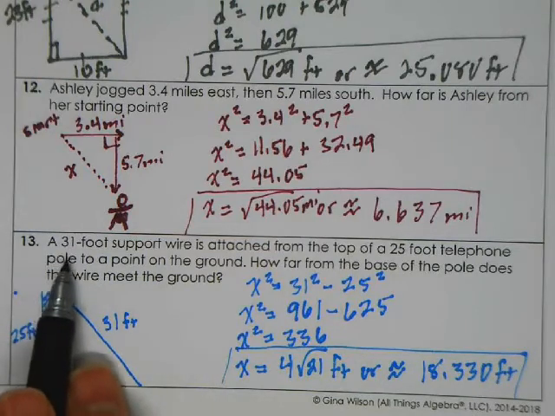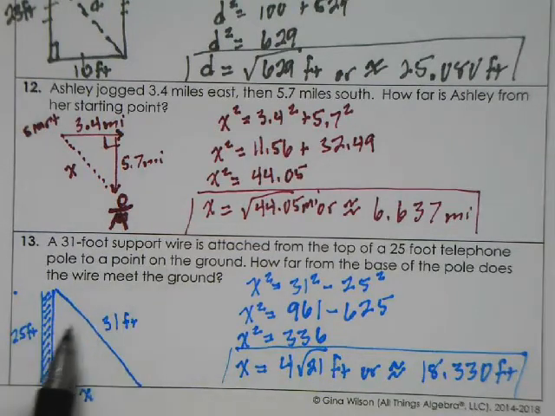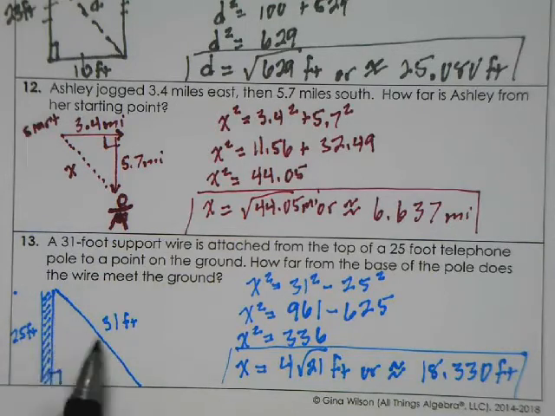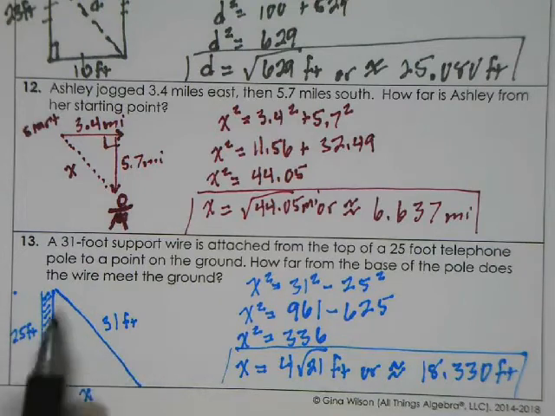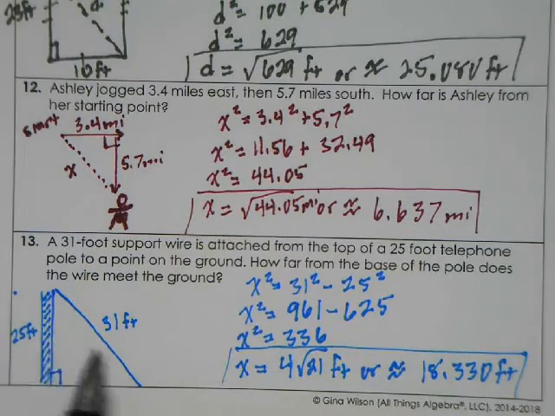Here, a 31-foot wire is attached to the top of a 25-foot pole. How far is the base of the wire from the base of the pole? How far is it when it meets the ground? Now here, realistically, this is a wire. It's not going to be perpendicular. Realistically, it's going to sag because of gravity. But we'll just presume it's going to be a nice segment here for the purposes of the problem.